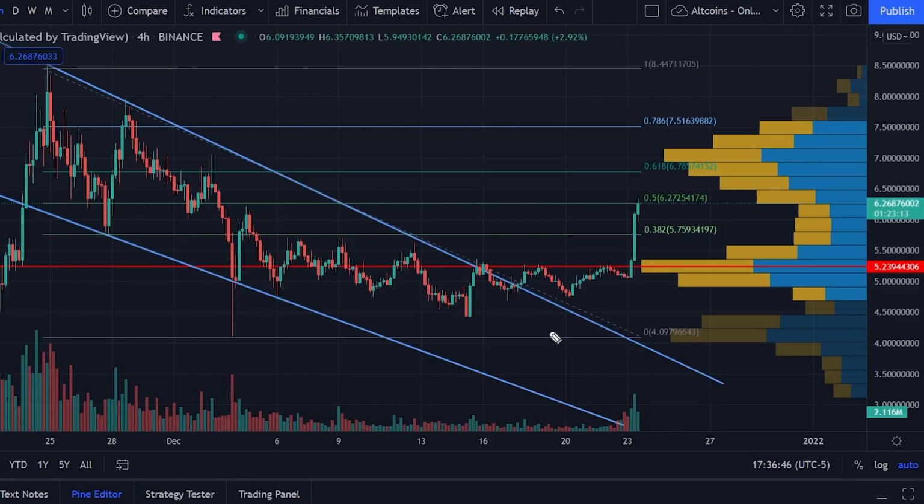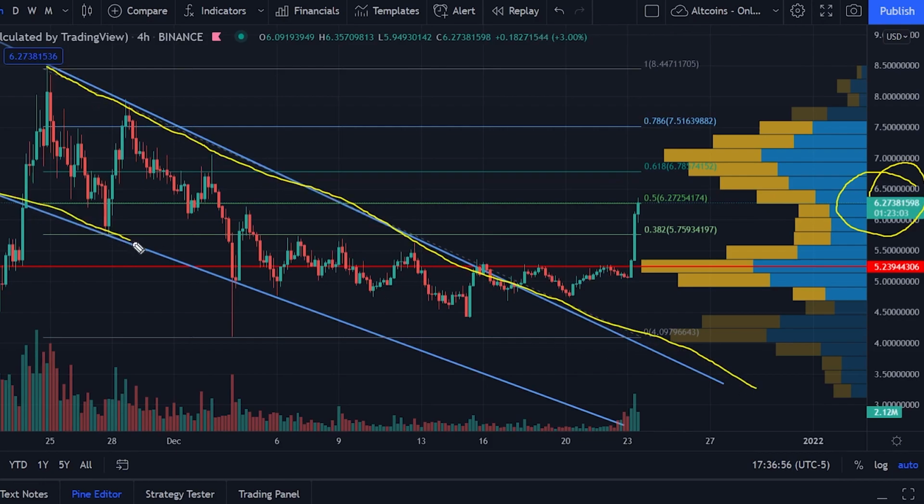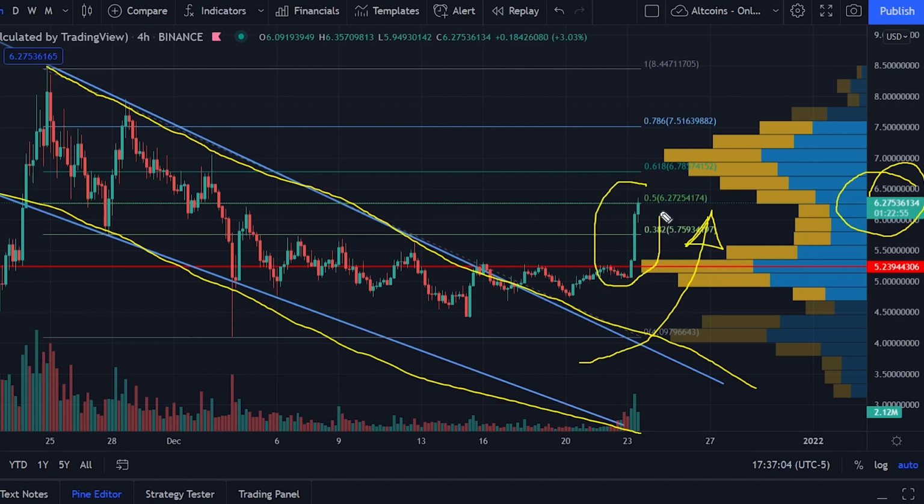Now let's look at Sandbox from the lower time frame to the higher time frame. Starting with the 4-hour chart, we see that Sandbox is currently trading at $6.27, and the price recently broke out of this descending wedge pattern. This descending wedge pattern is usually a bullish indicator, and it normally predicts price will break out of the pattern and push higher. And we see Sandbox doing just that at the moment, right? So things are definitely looking bullish for Sandbox.